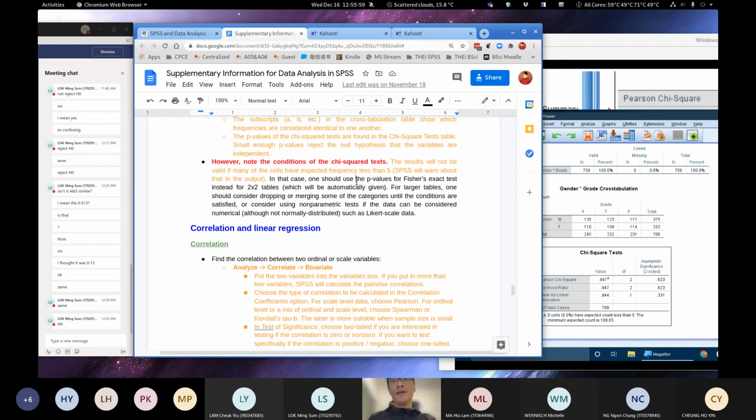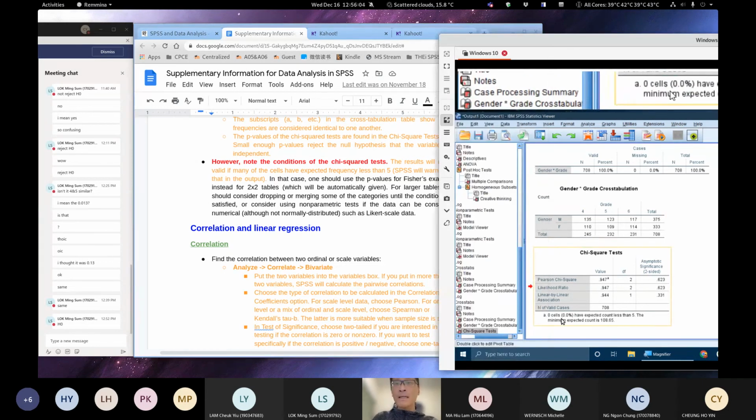Now, what is regarded as problematic? There is no unique answer to that, but many people think that if this percentage is higher than 20%, this is a rule of thumb, okay? Many people use this. If this number is higher than 20%, then people will think that we have too many, and in that case, we should not rely on the chi-square test.